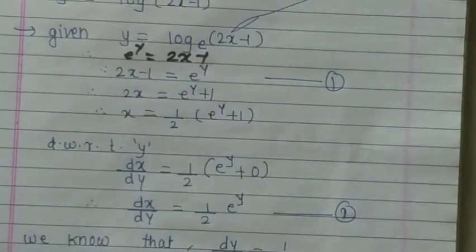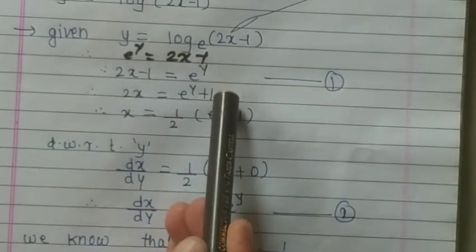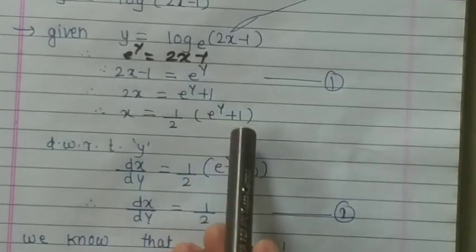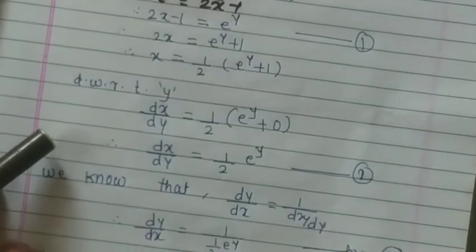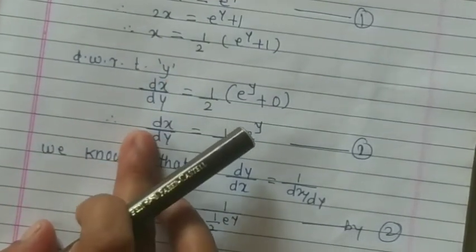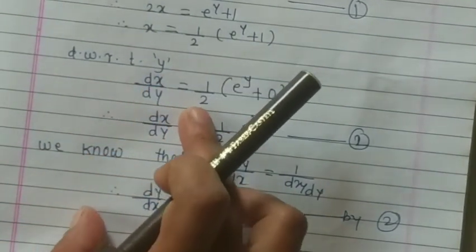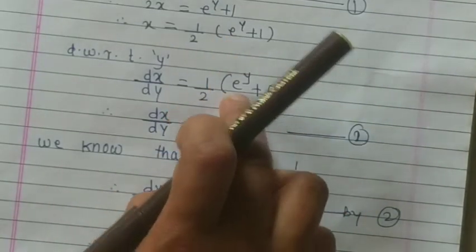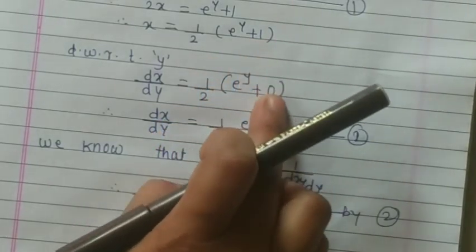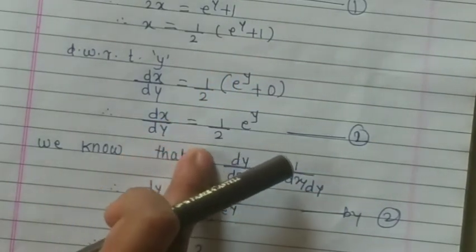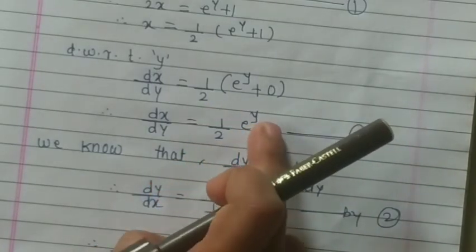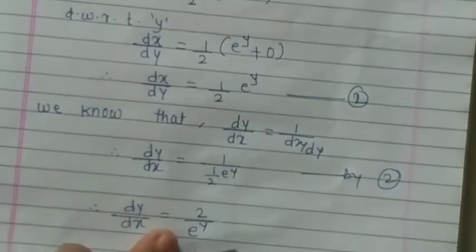Therefore 2x minus 1 is equal to e raised to y. Therefore 2x is equal to e raised to y plus 1. Therefore x is equal to 1 by 2 into bracket e raised to y plus 1. Now differentiating with respect to y, dx by dy is equal to 1 by 2 into e raised to y as it is. The derivative of e raised to y is e raised to y. The derivative of 1 is 0. Therefore dx by dy is equal to 1 upon 2 into e raised to y. This is equation number 2.